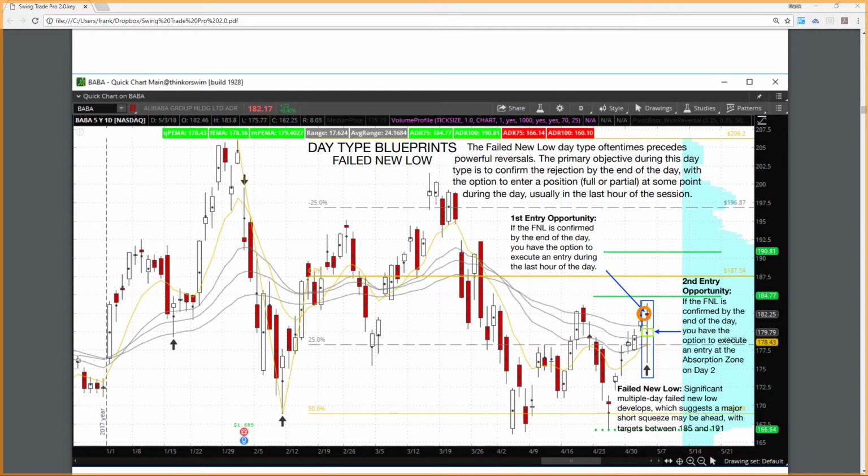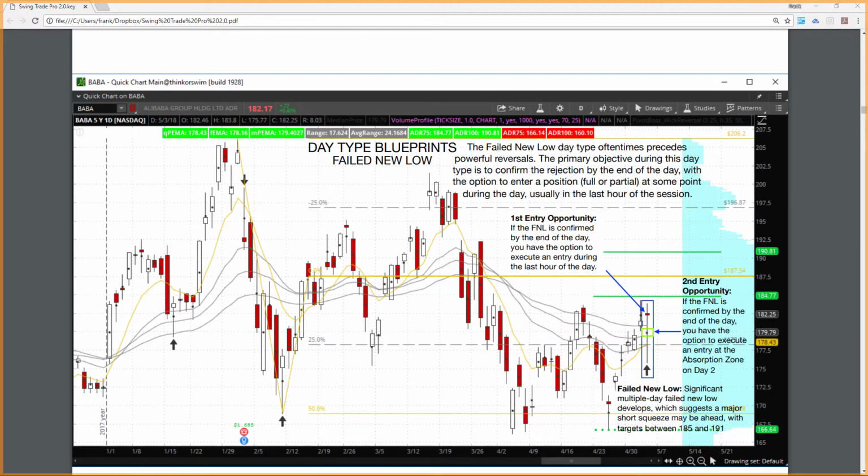So my first entry was here, and then because we don't know, if price were to pull back here, that would provide a secondary entry or a primary entry for some of you who did not take the entry at the end of the day. So again, very, very important the way that this thing is playing out.